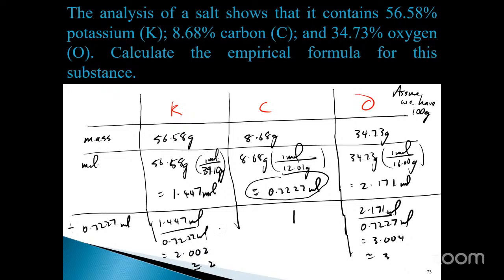So basically, the ratio of potassium to carbon to oxygen is 2 to 1 to 3, in terms of the moles. Therefore, these numbers will end up being the subscripts in the empirical formula that we can determine for this compound. So the empirical formula for this compound would be K2CO3. And that's basically how we would answer a question like this.